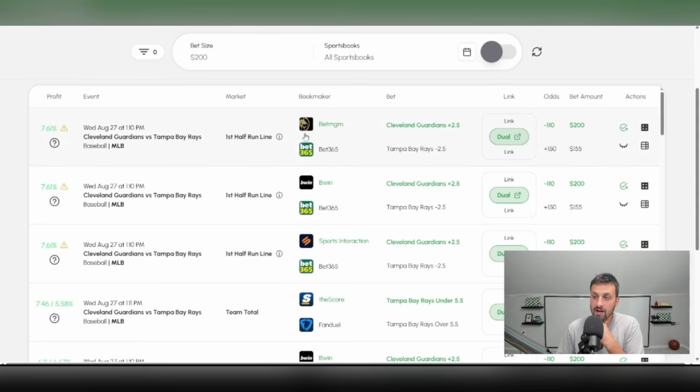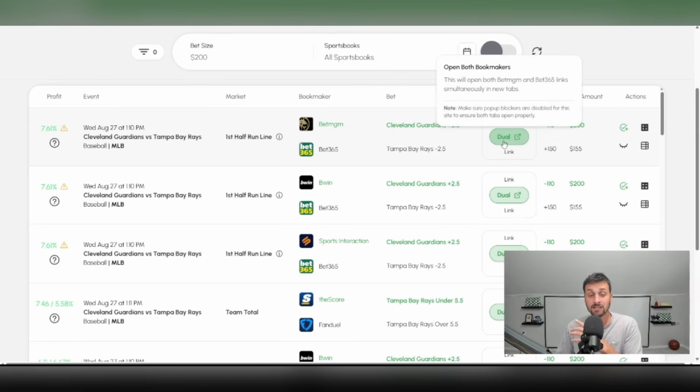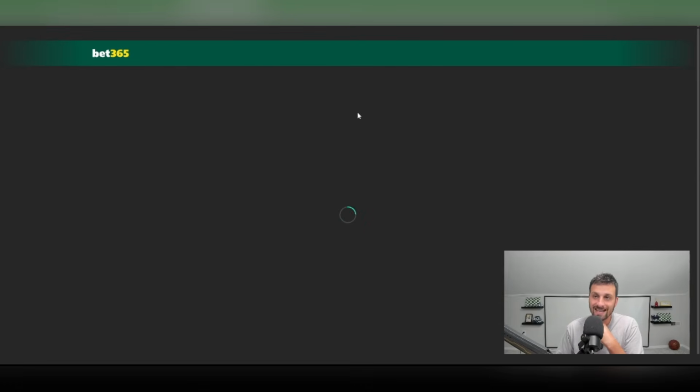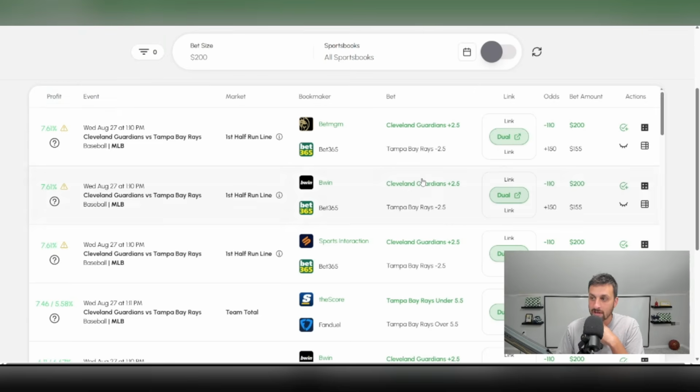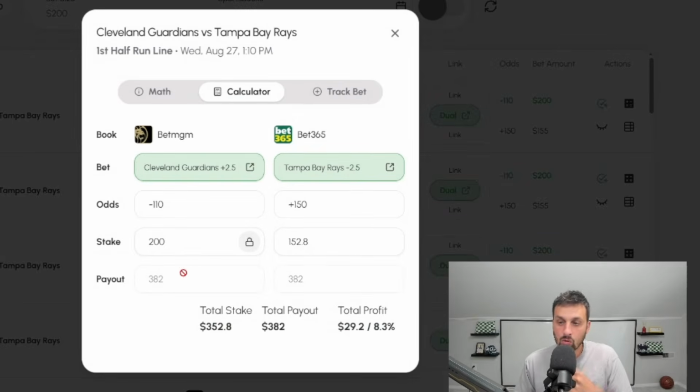It's a first half run line. You can see BetMGM with the Guardians plus 2.5 at minus 110, Tampa Bay Rays minus 2.5 at plus 150. Again, this is first half run line. Possibly the coolest feature on SmartStake is this dual button. If you click it, it will open up both of these sportsbooks, take you to the game, take you to the market, so you can easily drop in your money. If you click on this, it will also tell you what stake or what wager to make, so you don't have to do all this mental math.